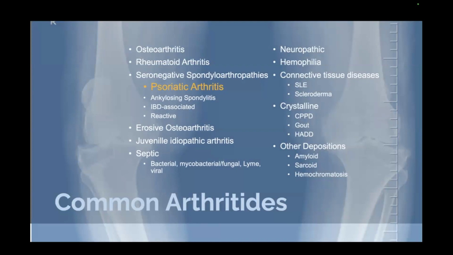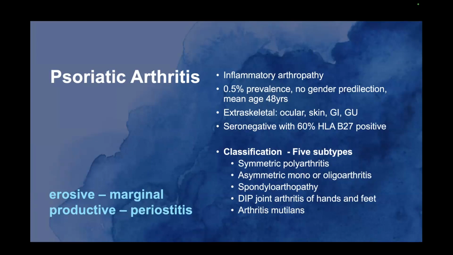Now, moving on to psoriatic arthritis, which is an inflammatory arthropathy that is seronegative, so it's rheumatoid factor negative, and it's usually associated with HLA-B27 positivity. There's no gender predilection, but it's frequently associated with extraskeletal manifestations, so the skin, as well as GI and GU problems, and ocular abnormalities like uveitis. There are different subtypes depending upon the distribution, which I won't go into in detail, but you can get just spondyloarthropathy involving psoriatic arthritis, or it could be more of a peripheral distribution.